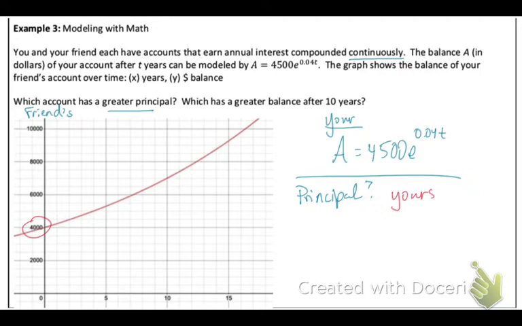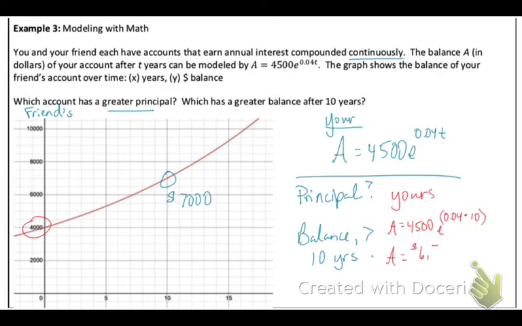Which has a greater balance after 10 years? So we can read the graph for your friend's, and when we read the graph, it looks like after 10 years, your friend's account will be worth $7,000. And then with your account, we can just plug in 10 for t. And then this will reveal who has the higher balance. And it looks like your friend's account does, because your friend started with a smaller amount, but the account accrued more and has earned more in 10 years than yours has. So your friend's account has earned more.